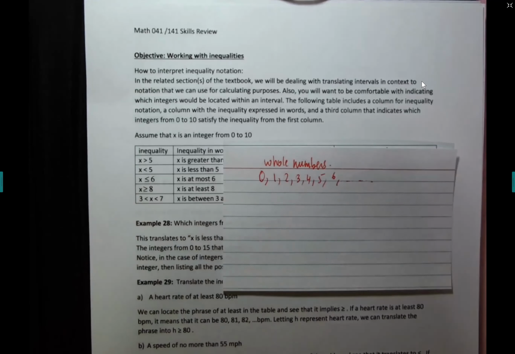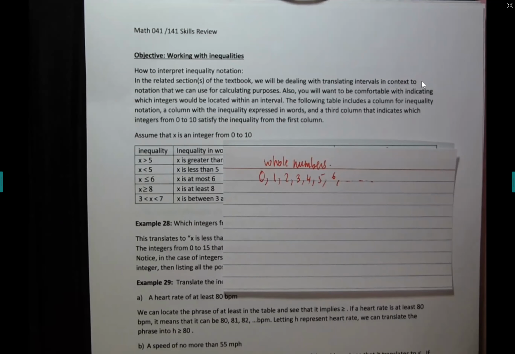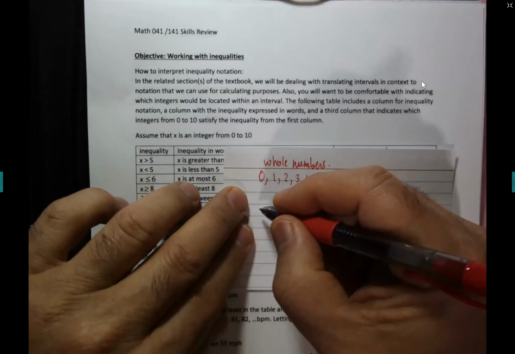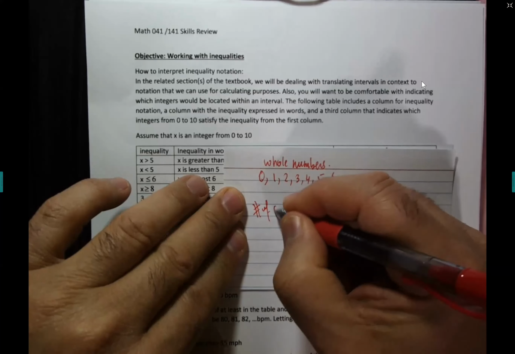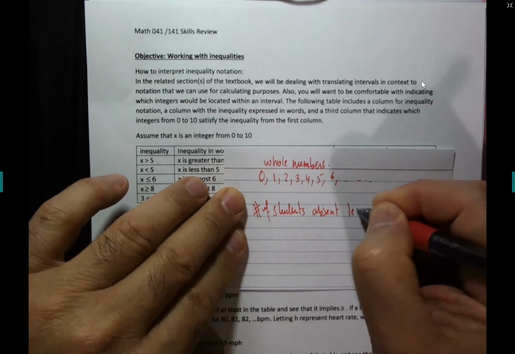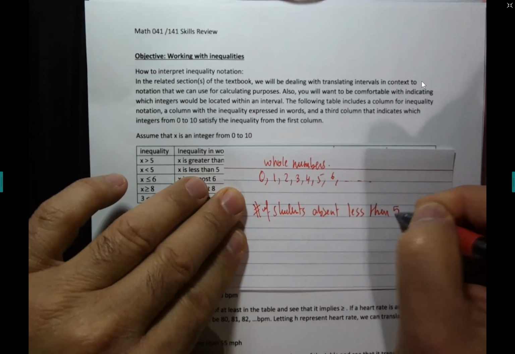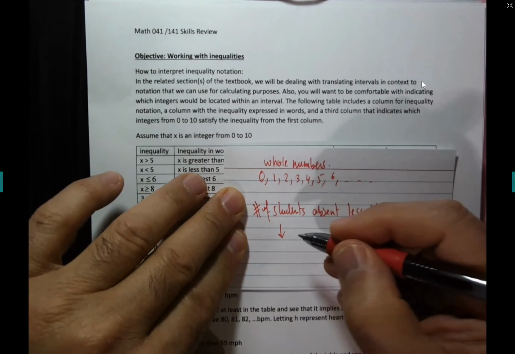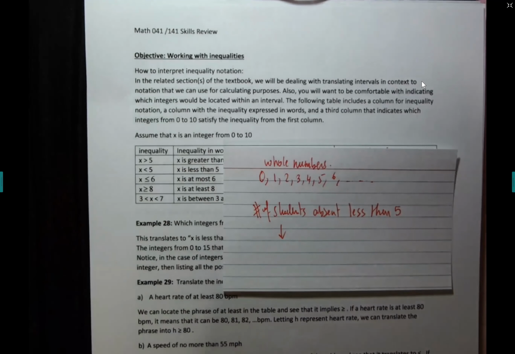Okay, here's my question to you. First question. If I tell you the number of students who are absent today is less than 5, can you tell me what could be the actual number of students? Okay, what could it be? I didn't disclose the actual number, but I'm saying it's less than 5. What would you start thinking when I say it's less than 5?